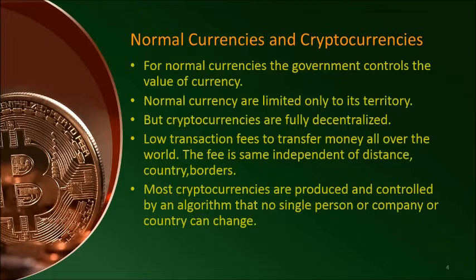Normal currencies and cryptocurrencies. For normal currencies, the government controls the value of the currency. Normal currencies are limited only to their territory, within the boundary of the country, but cryptocurrencies are fully decentralized. There is no owner, no customer. Everyone who transacts is equal.